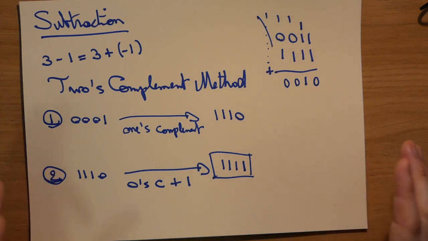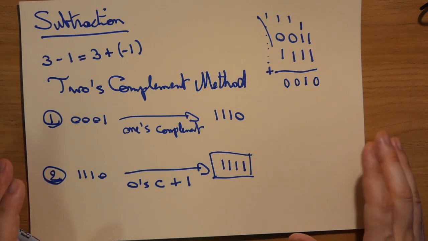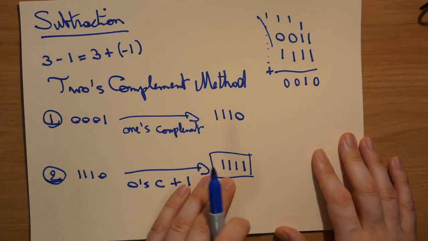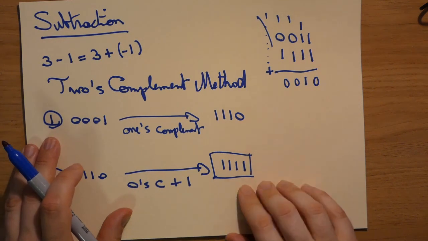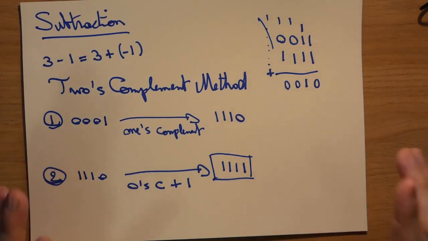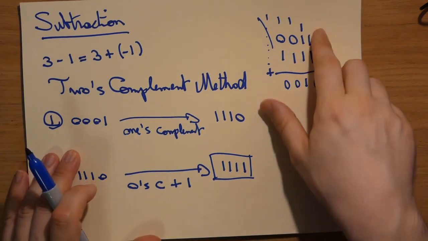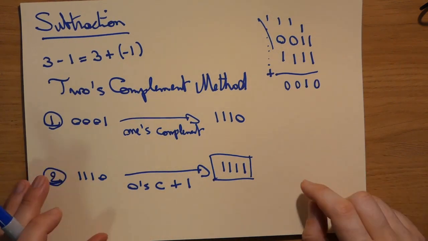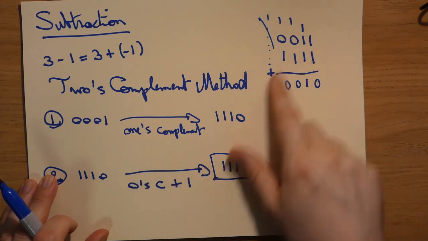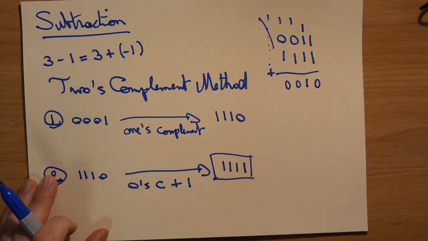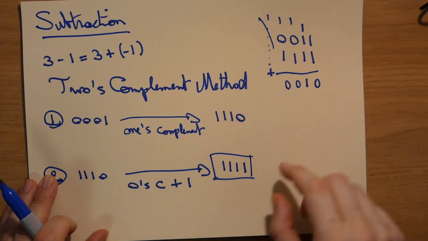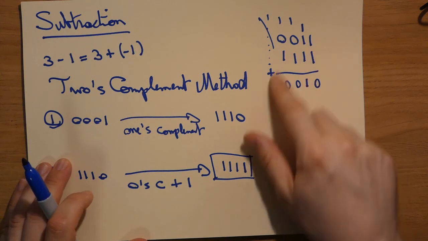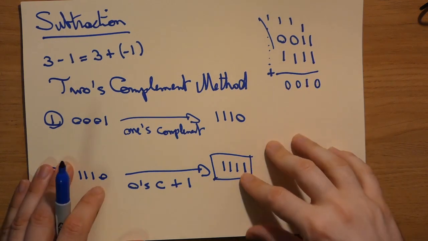Now, this might look a little strange. It's like, what's going on here? Why does this work? Why does that series of steps lead me to be able to subtract by adding? Well, what I'm going to do next is I'm going to do those same steps, but I'm going to do them in base 10. And that hopefully will give us some insight as to what is really going on here.